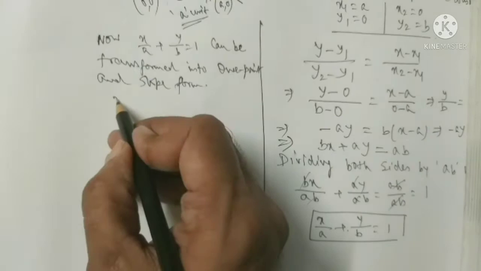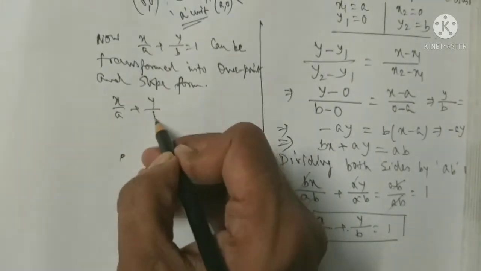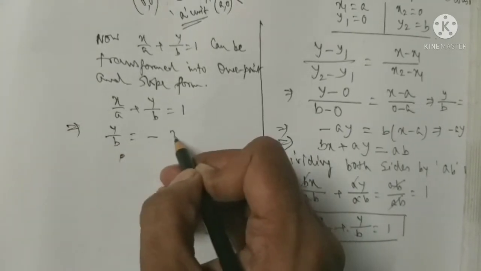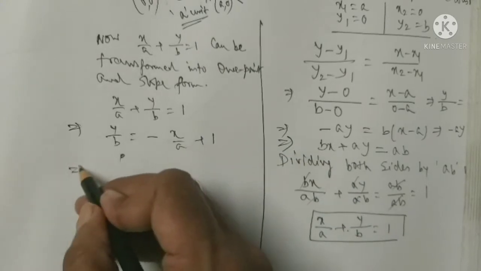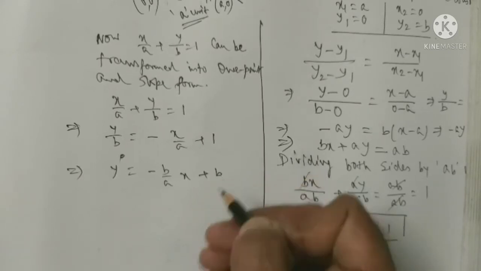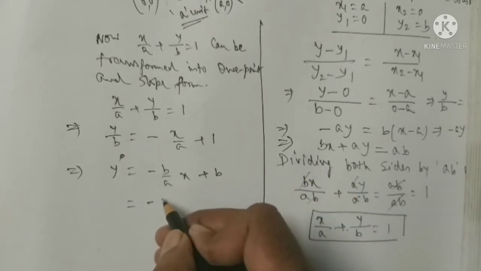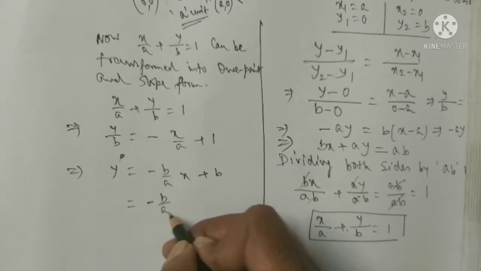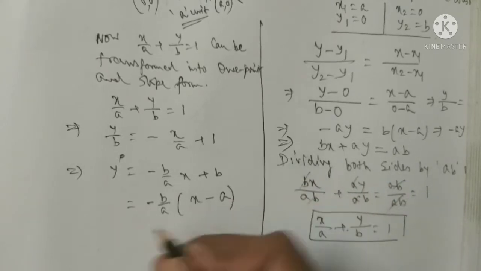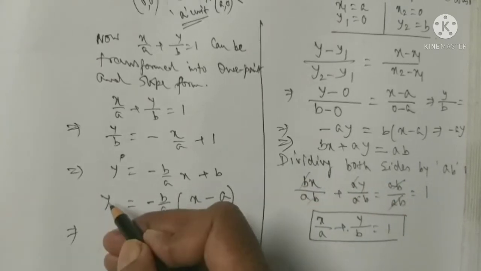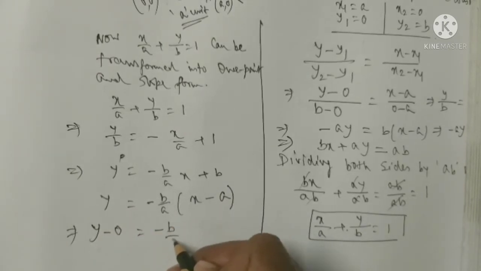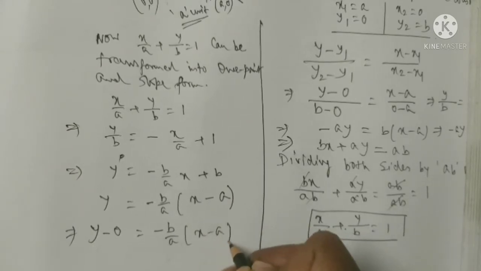This is nothing but x by a plus y by b equals to 1, y by b equals to minus x by a plus 1, y equals to minus b by a x plus b, minus b by a common x minus a. Left side we get y only. Now we can write y minus 0 equals to minus b by a x minus a.